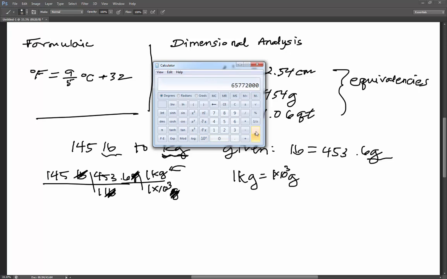Do you guys know what I did? Let me show you what I did again. 145 multiplied by 453.6 divided by 1 times 10 to the third. Here's what happens when you just plug it in exactly that way. It divides by 1, and then it takes everything you just did and multiplies it by 10 to the third. So it brings the 10 to the third up to the numerator, and you're getting an answer that's off by a factor of 1,000,000. That patient died.